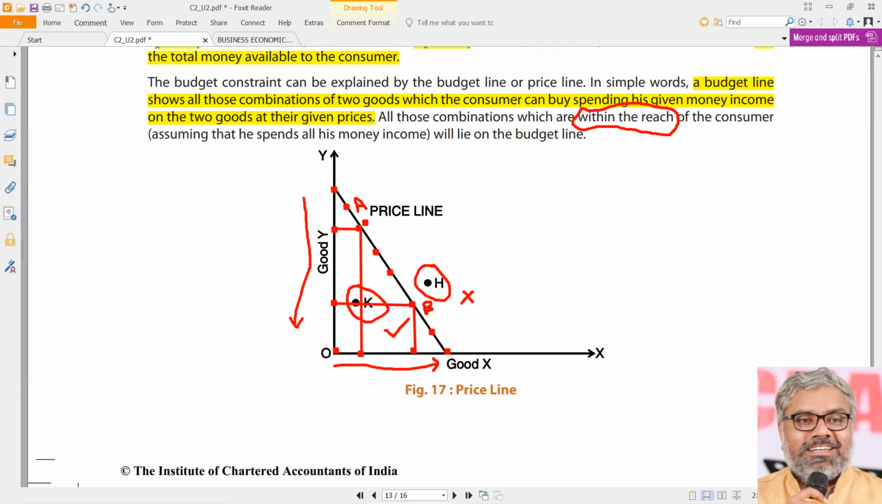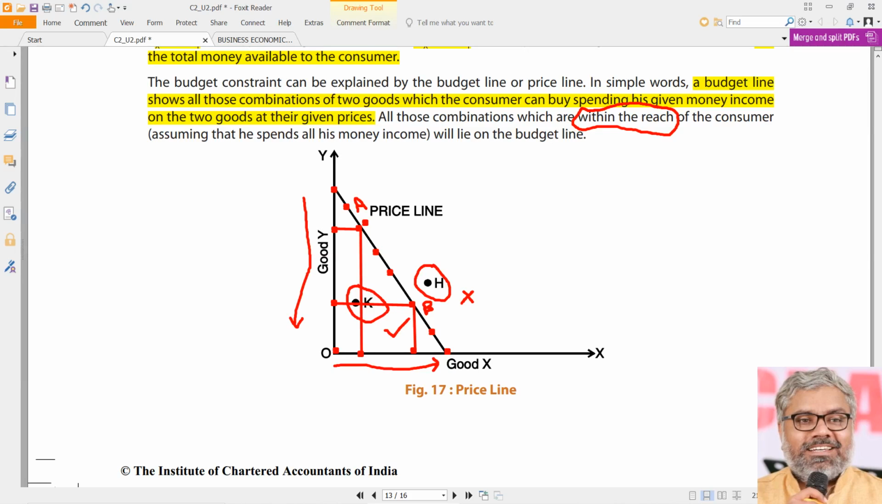So once he increases the quantity of consumption of one commodity, he has to decrease the consumption of the other commodity because his budget is constrained. That's what is depicted by the budget line or price line, which tells us that on the line the consumer can have any combination of two commodities exactly matching his budget. Beyond his budget, for example, in this case point H, he cannot spend, because he doesn't have the affordability.